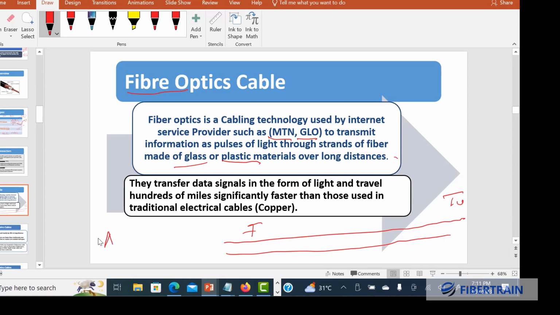Back here where I am, a company can connect their Lagos office to their Abuja office, which is over 250 kilometers. They can connect the two offices together with a cable. You just have to run it on the ground and get to where you're going. So that is the type of cable they call fiber optics. It's used mostly in long distance, high speed applications.